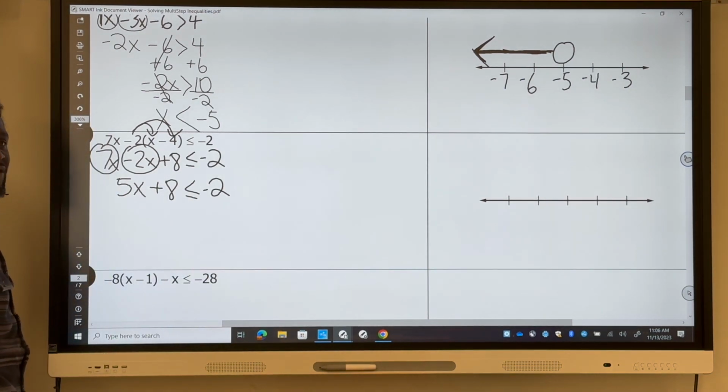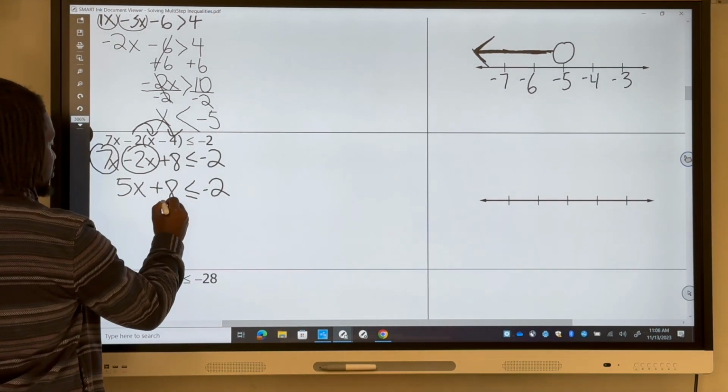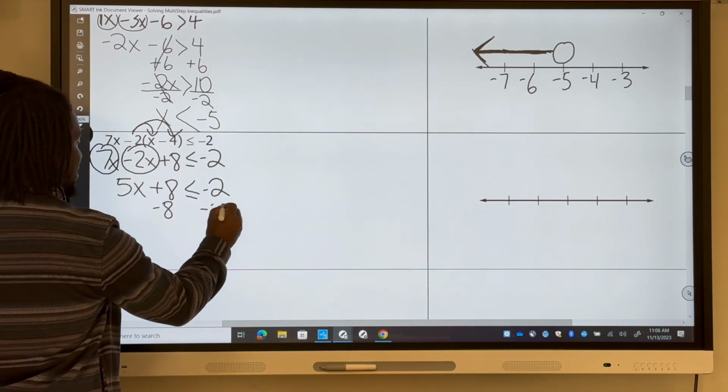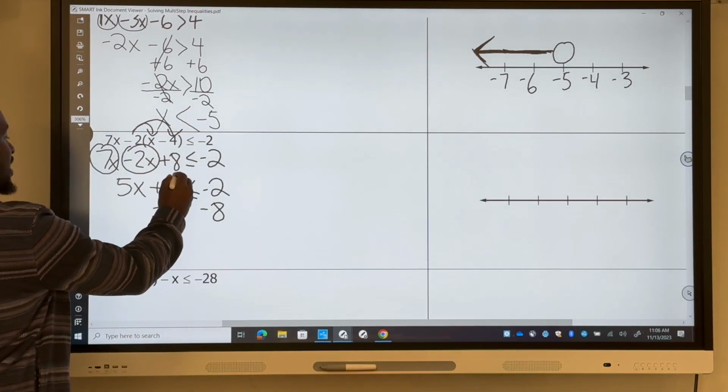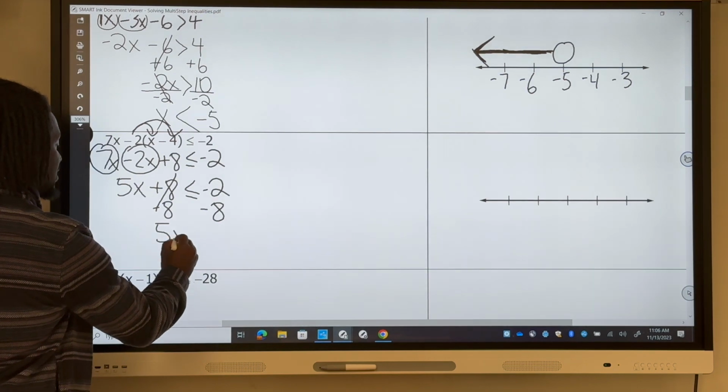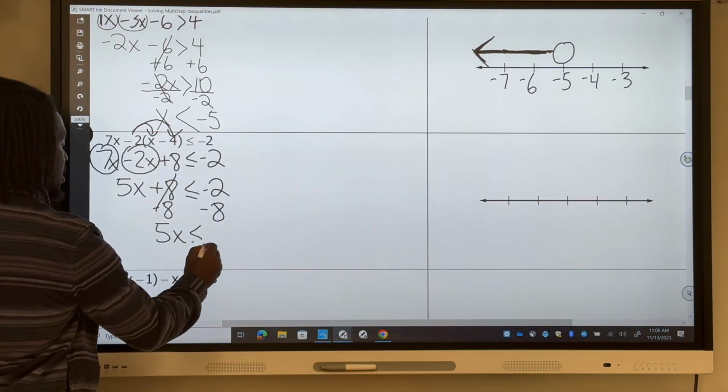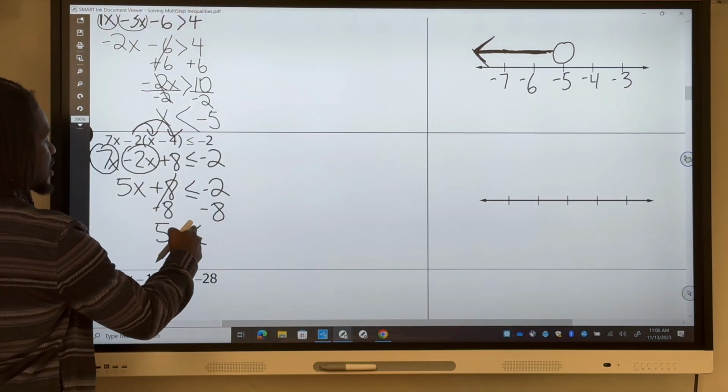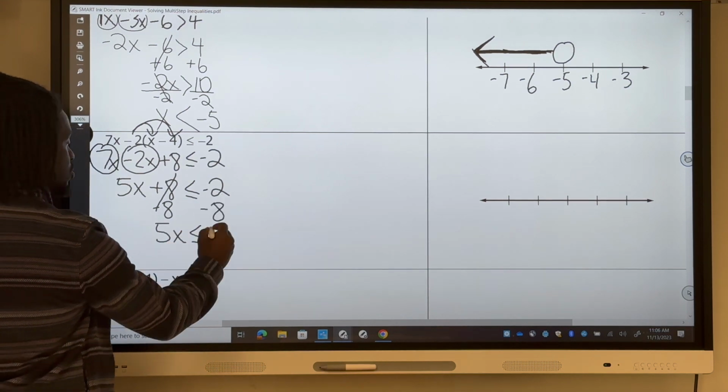Now, I'm trying to get that x by itself. So I'm going to do the inverse operation. I'm going to subtract 8. The 8's are going to cancel. That leaves me with 5x is less than or equal to negative 10.